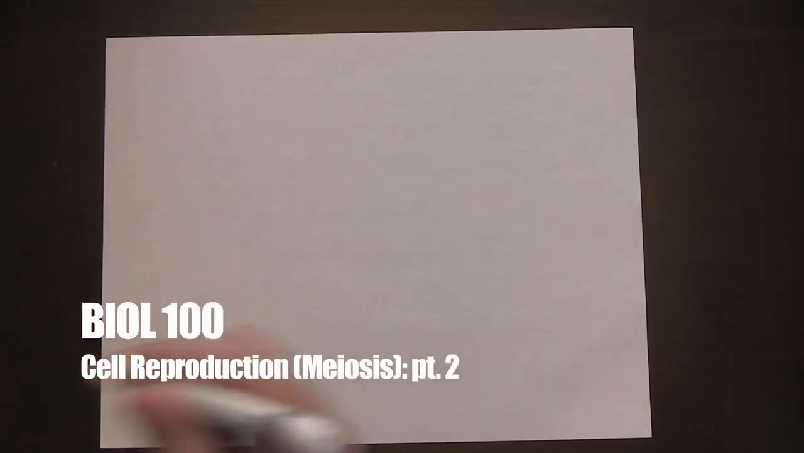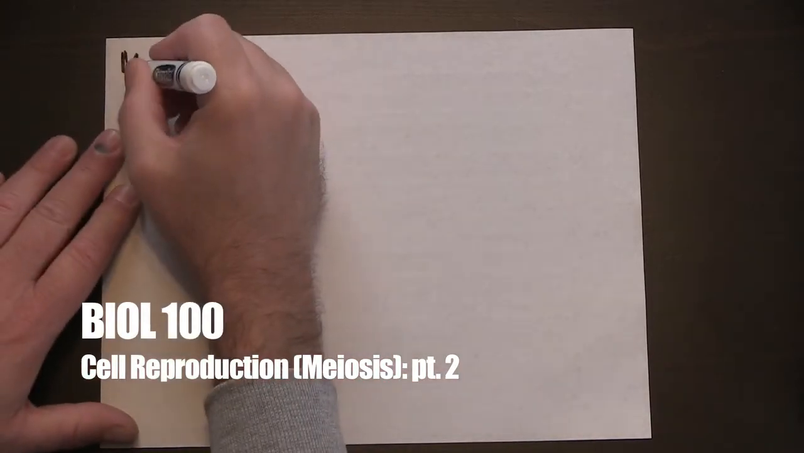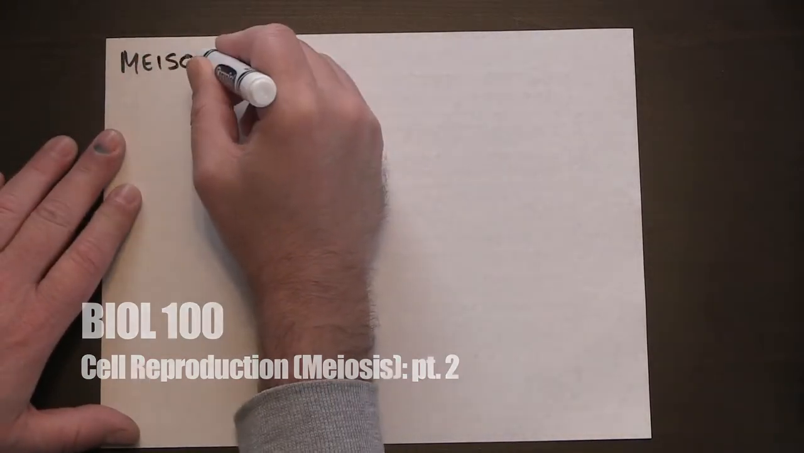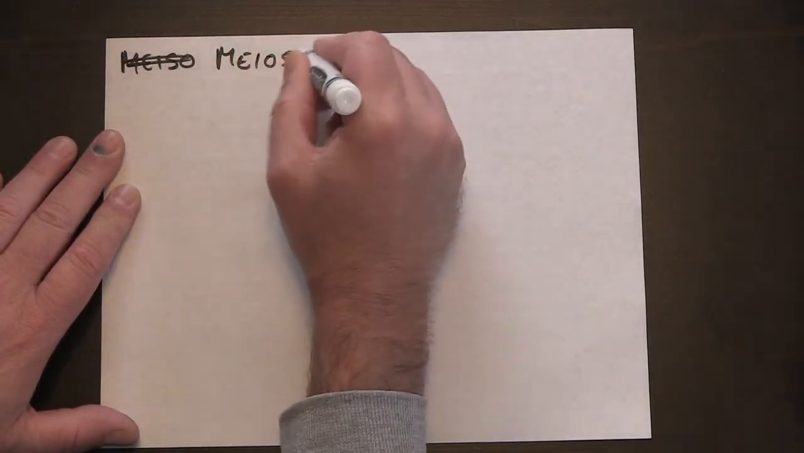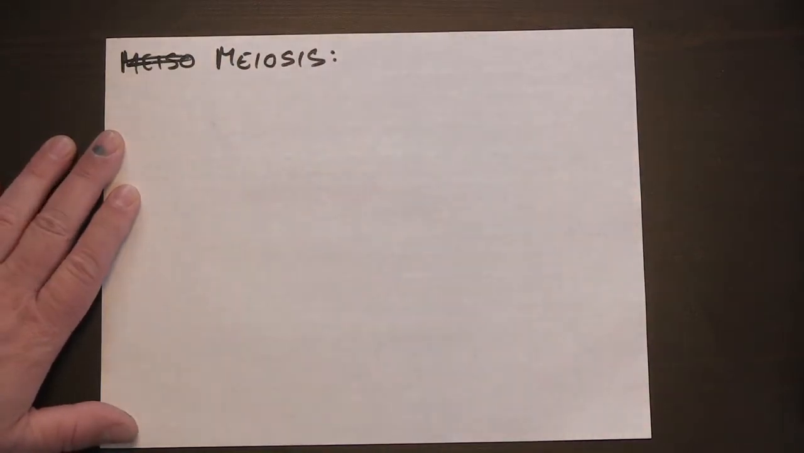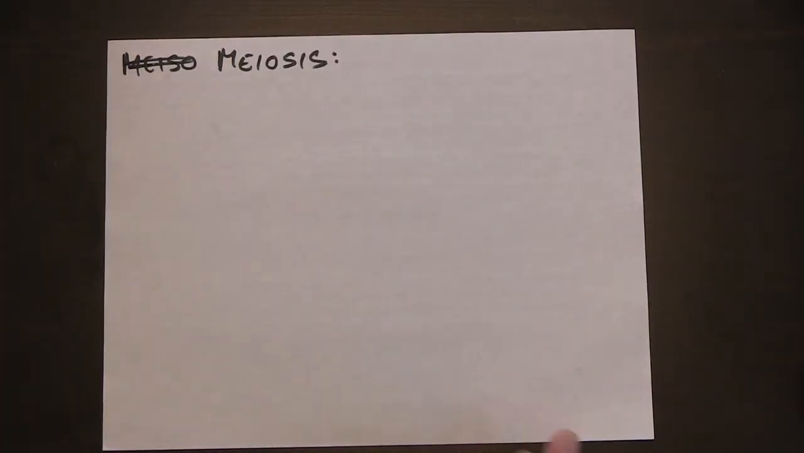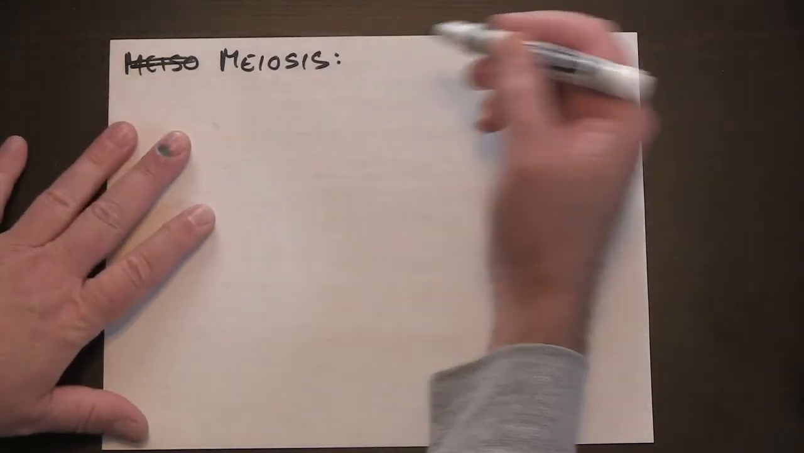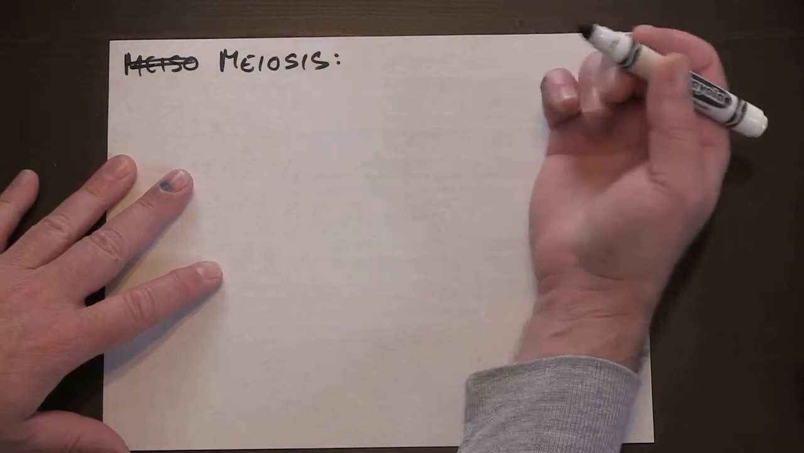Okay, this is part 2 of the lecture on meiosis, and we're going to talk about the sources of variation in meiosis that allow you basically to look like your parents but not identical to your parents. So you might have your mom's nose but your dad's eyes.